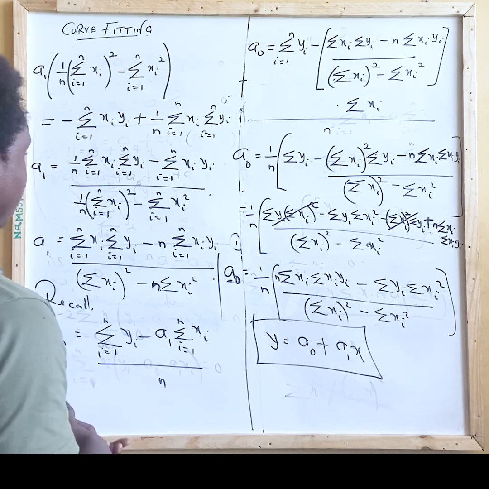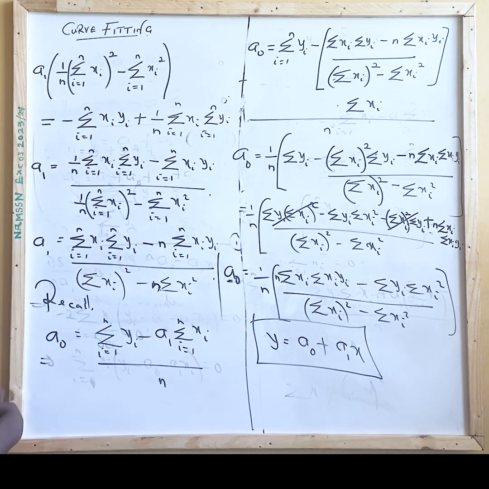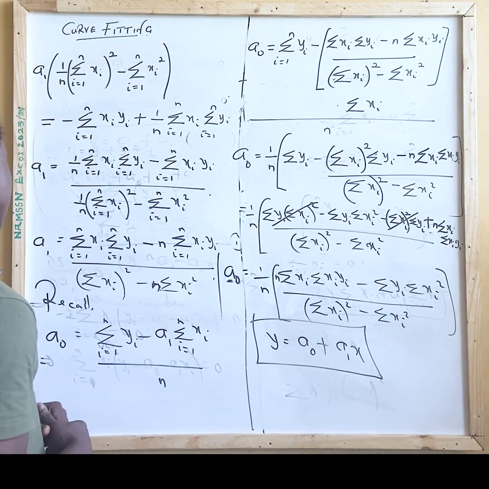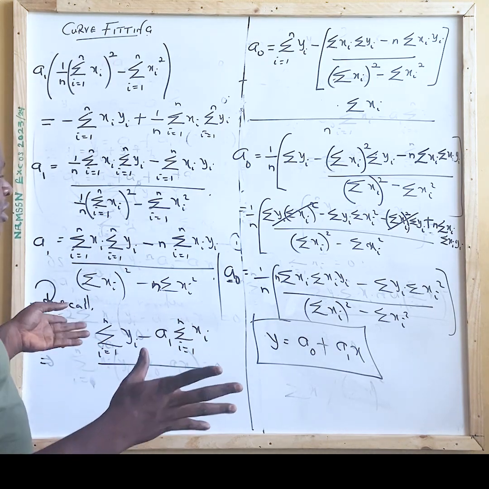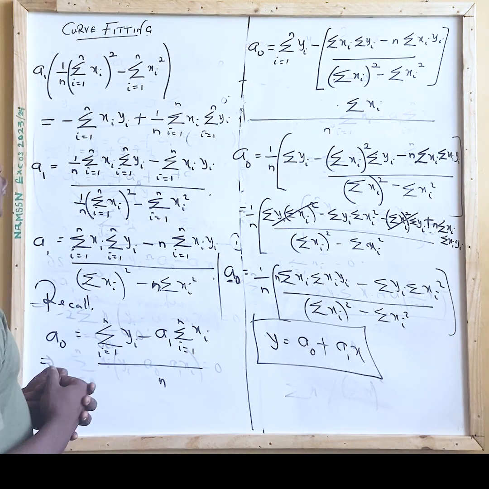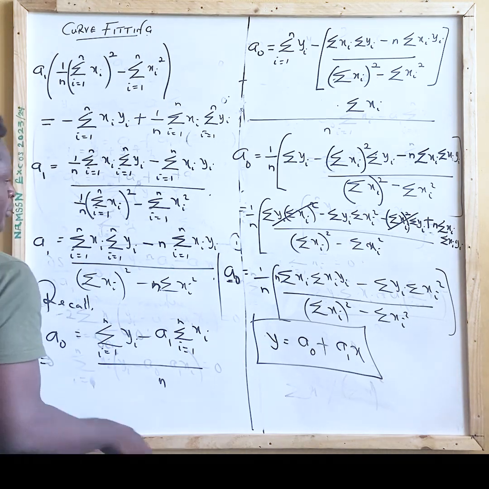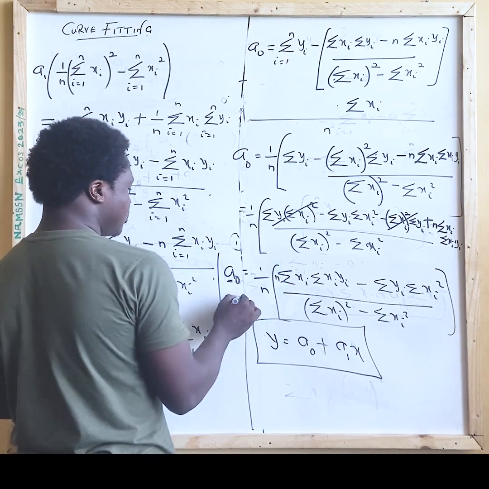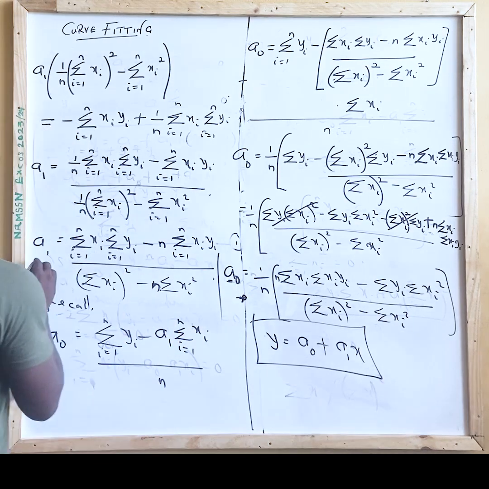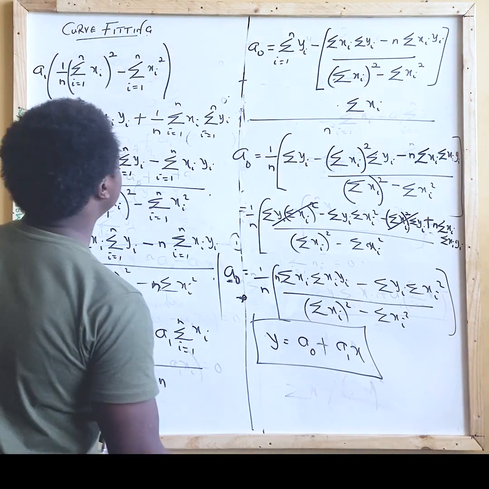Although these two formulas, this one here for a naught and for a1, it is not exactly necessary for us to come to this point. If you can easily go back here. So let me clean this part and then let me show us something. Don't forget, these are our a naught, this is our a1. This is what we'll be using. But I want to show us something else.